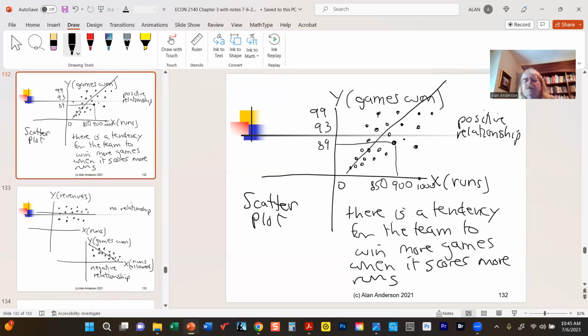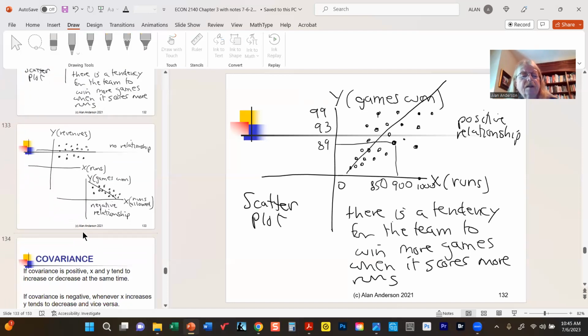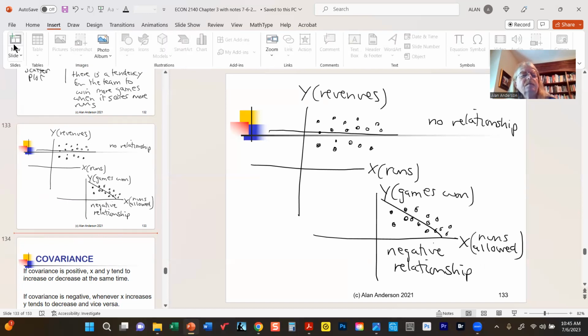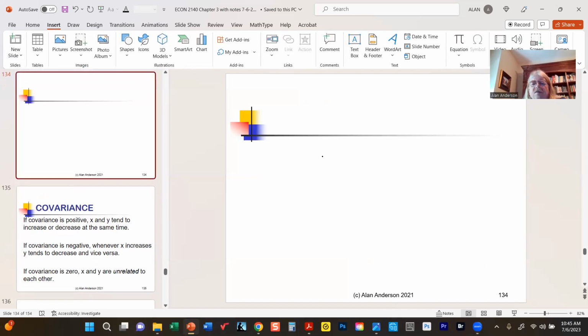So the graph is very helpful in that it can help us identify pretty quickly if there's a relationship of any kind, if it's positive, if it's negative. And also the scattering of the points can give us a sense of how strong this relationship is. Let's say that you've got two variables where there's a positive relationship.